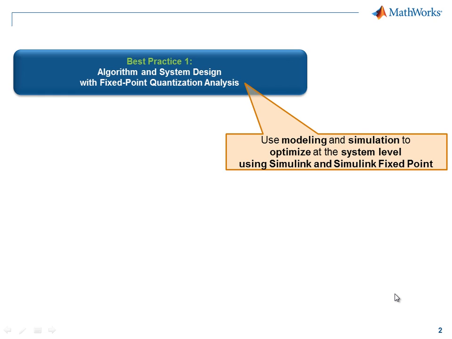Best practice 1 is using modeling and simulation to optimize at the system level using Simulink and Simulink Fixed Point. Here we will show you how you can use the Simulink Fixed Point tool to reduce the word length of your fixed point data types to have more area efficient and more power efficient implementations.